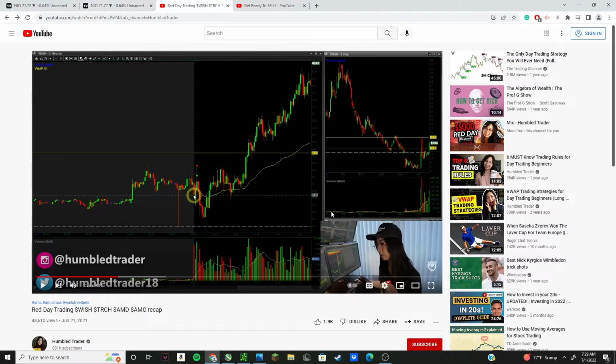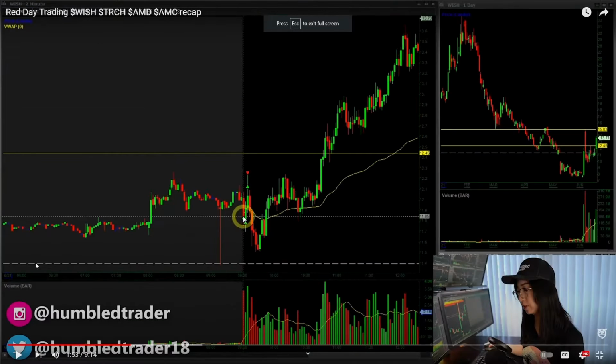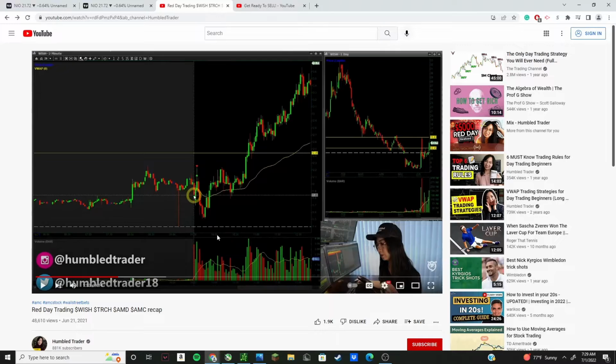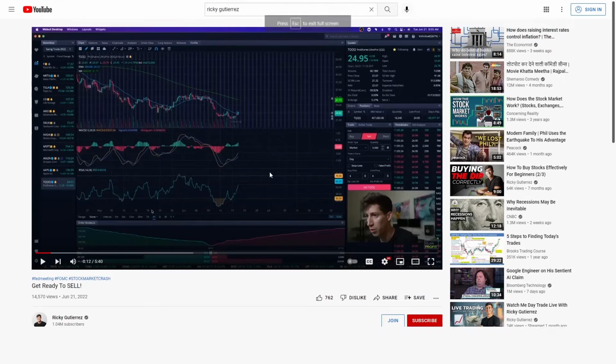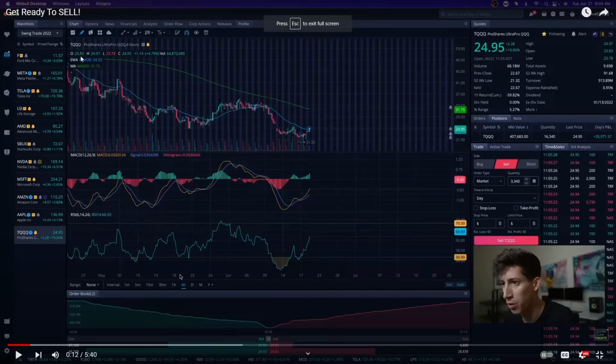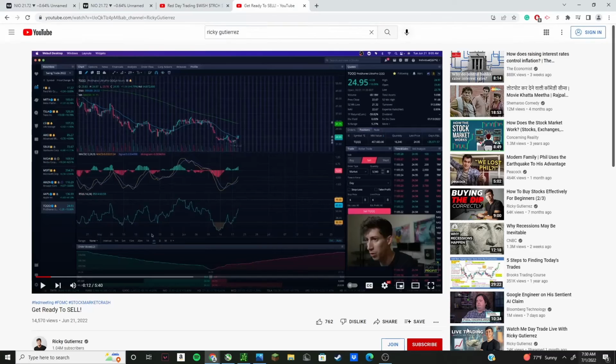A lot of high-level traders also use indicators. You have people like Humble Trader who use only the VWAP and the volume, a very minimal indicator set, while you also have people like Ricky who use the EMA, the MA, the RSI, the MACD, and the volume. So there's a lot of difference in what indicators people use. However, it's important to make sure that you don't overdo it.